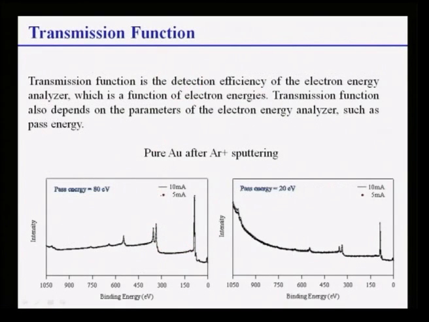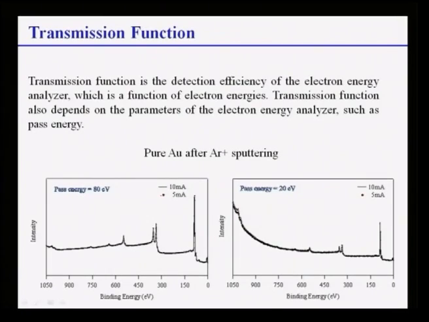The second important thing one needs to consider for this quantitative measurement is called the transmission function, which is basically related to the detector efficiency. This is nothing but the detection efficiency of an electron energy analyzer, which is a function of electron energy. The transmission function depends on parameters of the electron energy analyzer such as pass energy. To give you an idea, this is with a pass energy of 80 electron volts, and this is done for gold after sputtering.